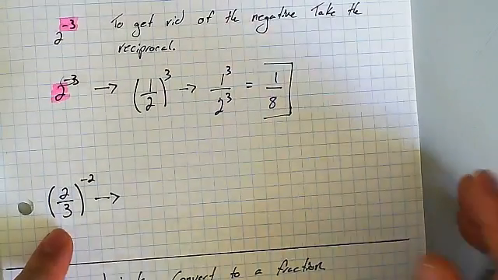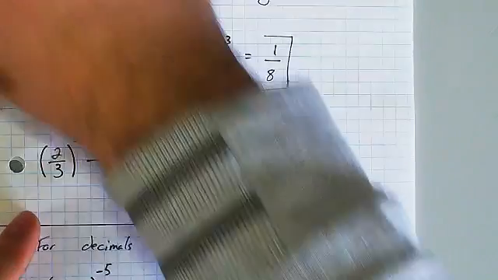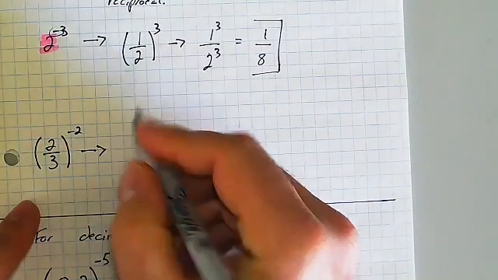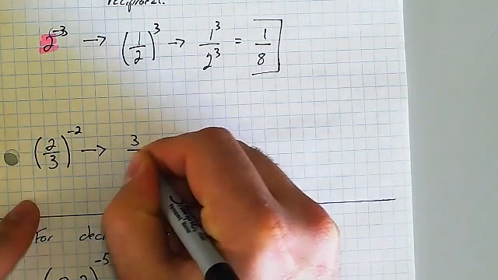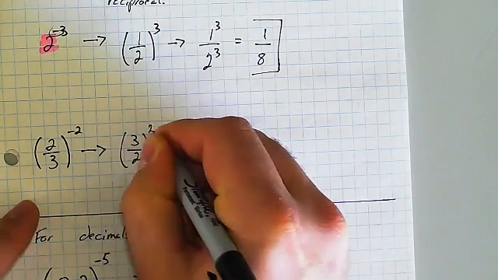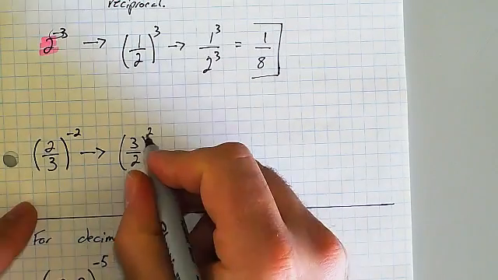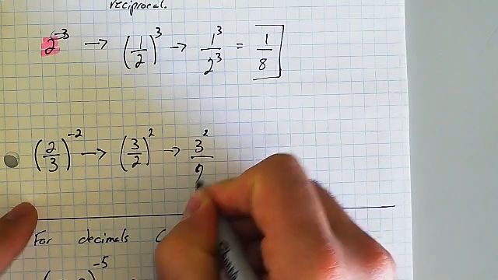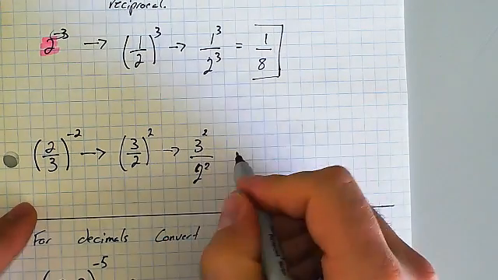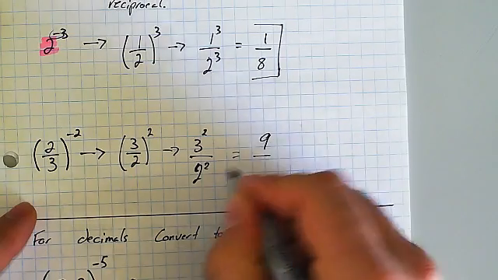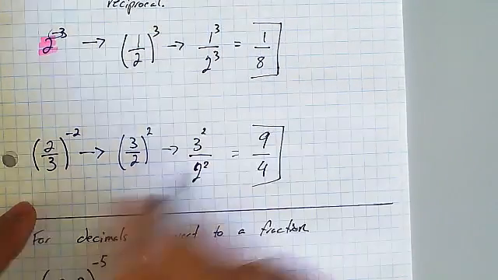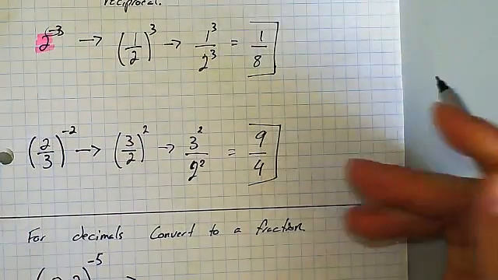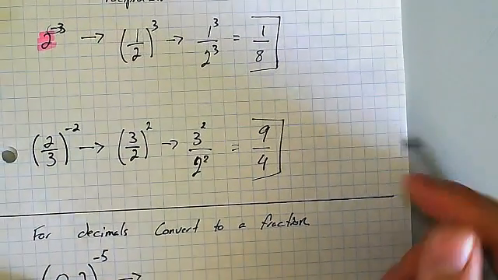Pretty important. If it's already in a fraction, 2 over 3 to the power of negative 2, do the exact same thing, except you're just going to swap your numerator and denominator as the reciprocal. So this turns into 3 over 2, and now it's to the power of 2. We distribute that square into both, so we have 3 squared over 2 squared. 3 squared gives us 9, and 2 squared gives us 4. Always good practice: if you can reduce your fraction, you should.